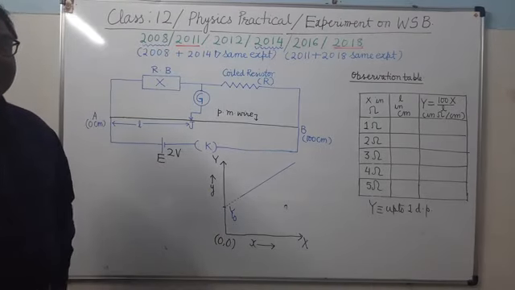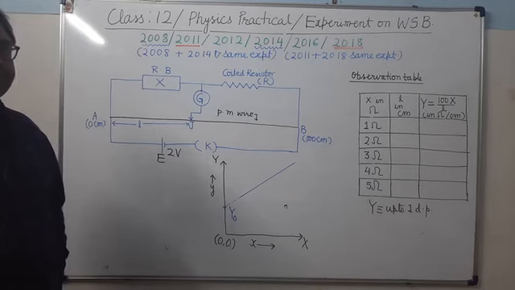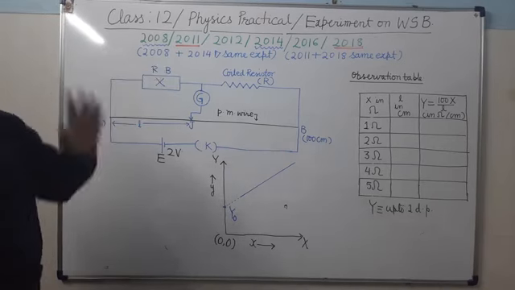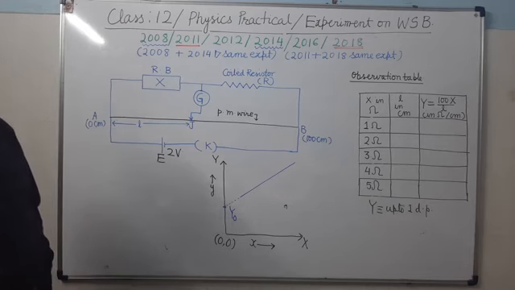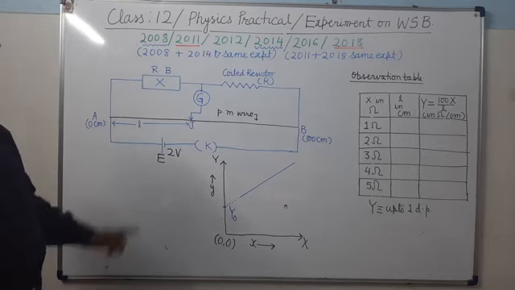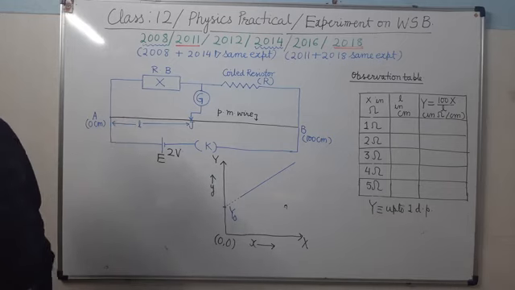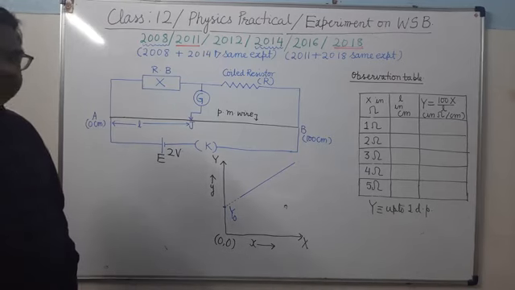Hello students, in the previous video I explained to you the experiment of electricity which was based on Ohm's law. Today I am going to explain another experiment in electricity which is based on the principle of Wheatstone bridge. You must know the principle of Wheatstone bridge, in which 4 resistors are arranged along the arm sides of a quadrilateral, and the balancing condition is P upon Q equals R upon S.